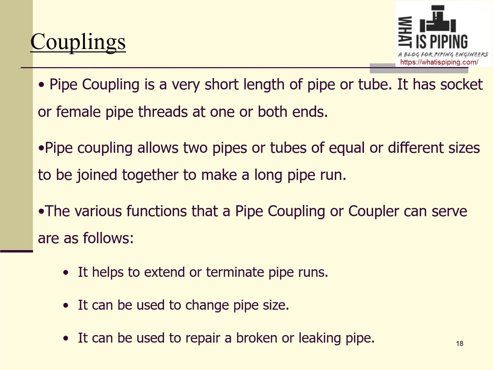Now couplings. A pipe coupling is a very short length of pipe or tube. It has socket or female pipe threads at one or both ends. Pipe couplings allow two pipes or tubes of equal or different sizes to be joined together to make a long pipe run. The various functions that a pipe coupling or coupler, these are also known as couplers, can serve are as follows. It helps to extend or terminate pipe runs. It can be used to change pipe size. It can be used to repair a broken or leaking pipe.